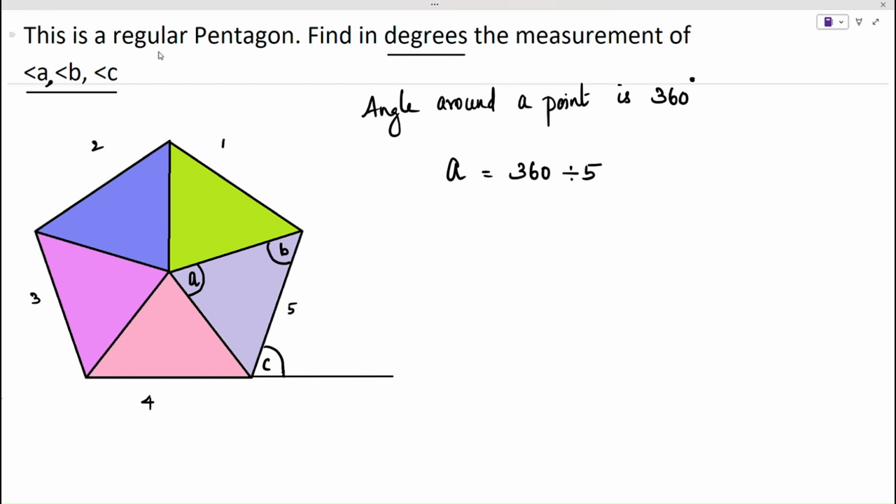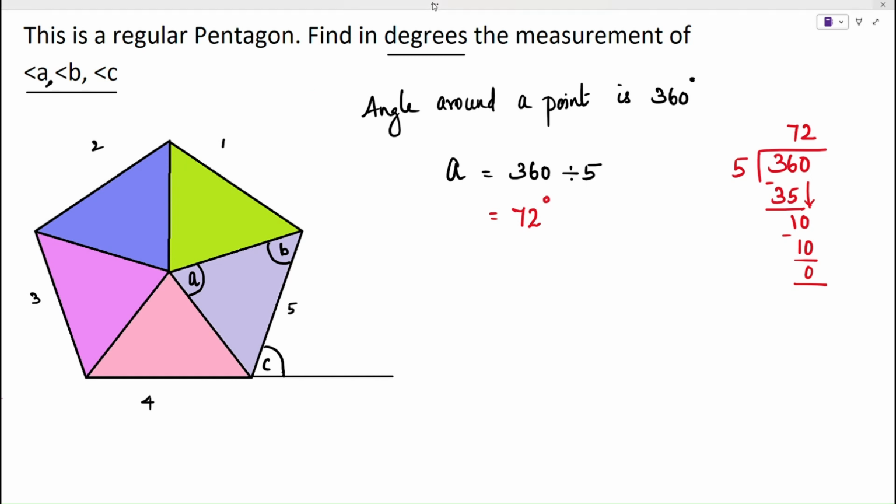So, if this works out, we have 360 divided by 5. So 5 times 7 is equal to 35, remainder of 1. And we bring our 0 down. 5 times 2 is equal to 10. So a remainder of 0. So 5 times 72 is equal to 360. So we get A is equal to 72 degrees.